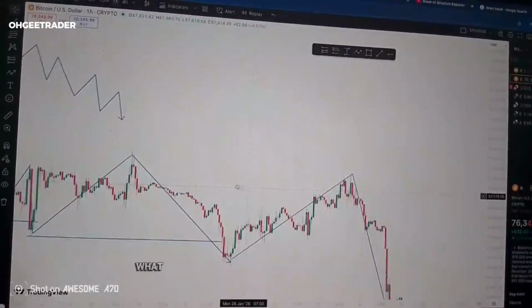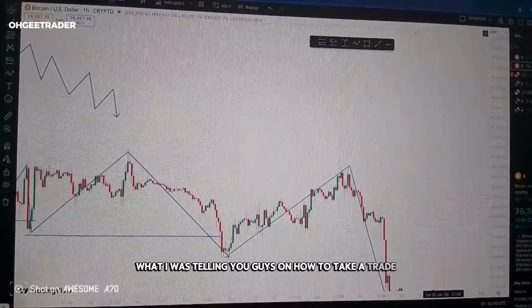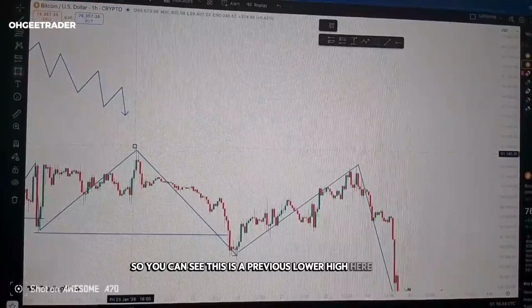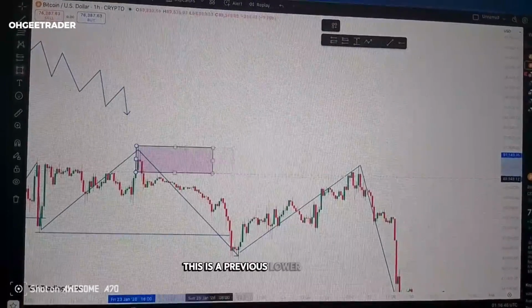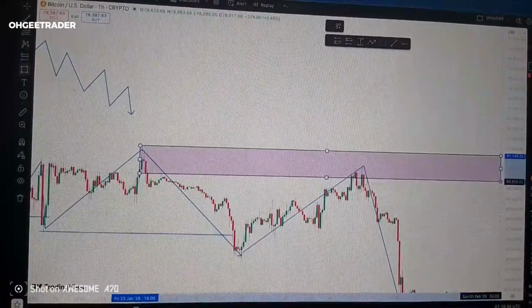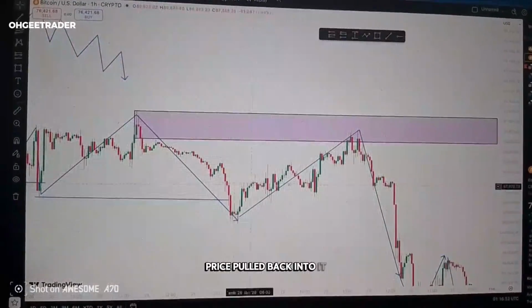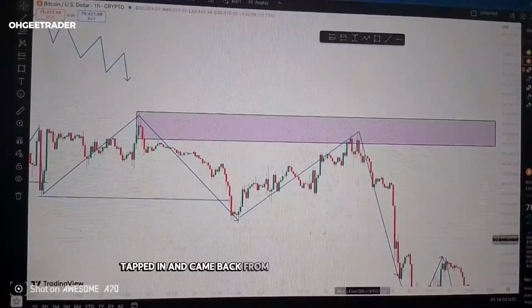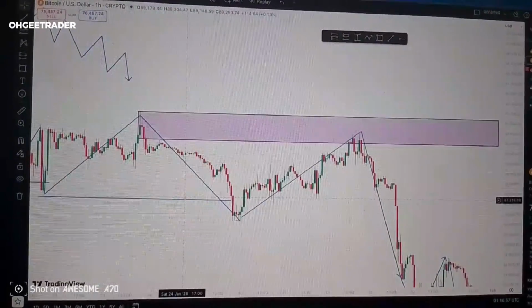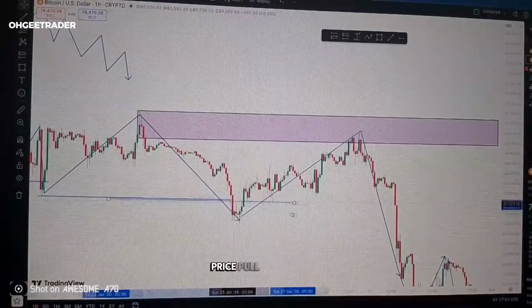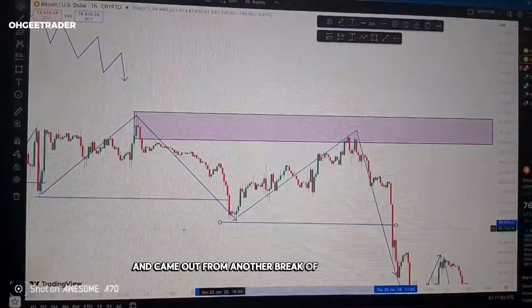So in this case, you see what I was telling you guys on how to take a trade in a downtrend. You can see this is the previous lower high here, right? What did the market do? Price pulled back into it, tapped in and came out from another break of structure. Price pulled back into it and came out from another break of structure, right?